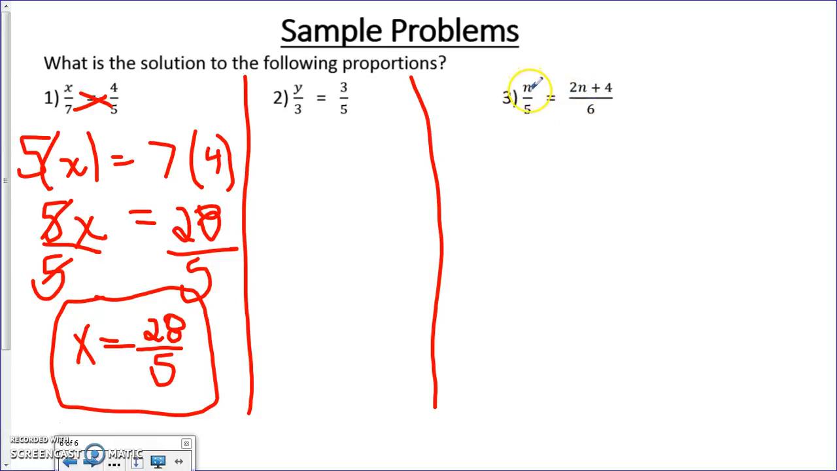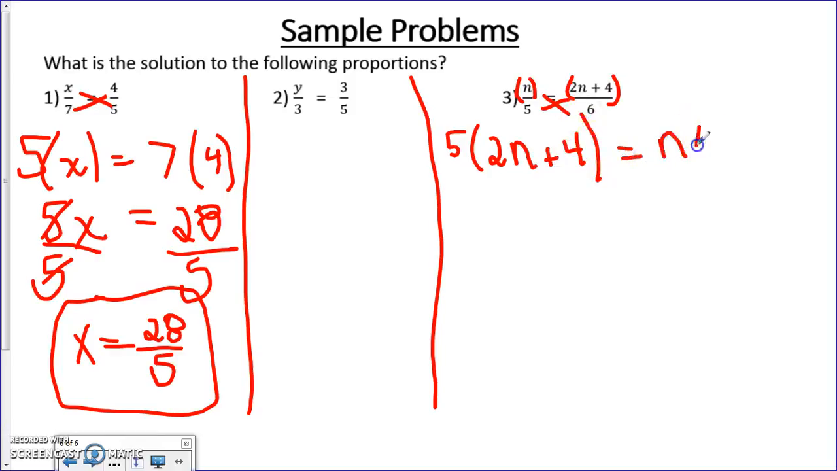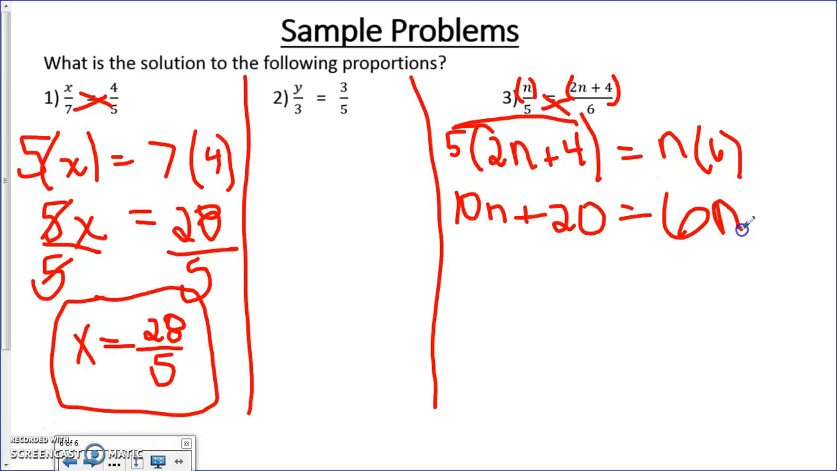So number 3 says n over 5 equals 2n plus 4 over 6. I'm going to treat the numerators as their own quantities, and I'm going to use the cross products. So I'm going to say 5 times 2n plus 4 equals n times 6. Distribute over here. 5 times 2n is 10n plus 5 times 4 is 20, and n times 6 is 6n.